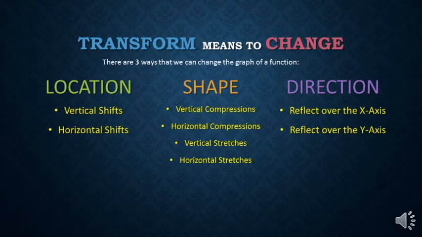So, let's recap. There are three ways to change the graph of a function. We can change the location through vertical shifts and horizontal shifts. We can change the shape through vertical compressions, horizontal compressions, vertical stretches, and horizontal stretches. And lastly, we can change the direction by reflecting over the x-axis or reflecting over the y-axis.